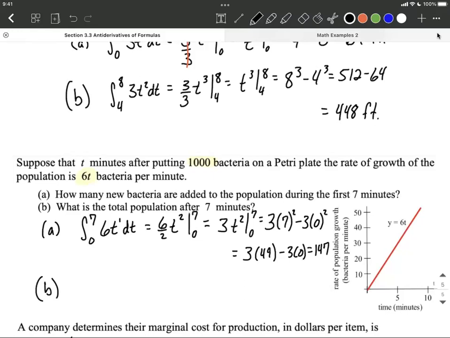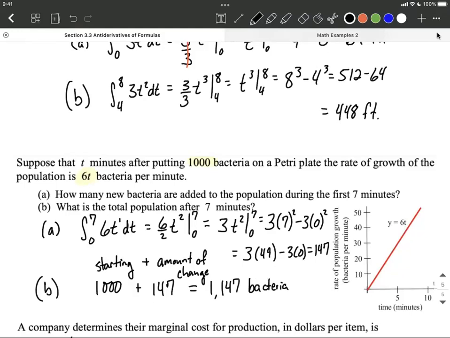In part B, we want to know what the total population is going to be after 7 minutes. So what we want to do is start with our beginning population. The 1,000 was the starting population. And then we want to add the amount of change. We already illustrated that amount of change with that integral in part A. We found that it was going to increase by 147 bacteria over the first 7 minutes. So our total is going to be 1,147 bacteria.